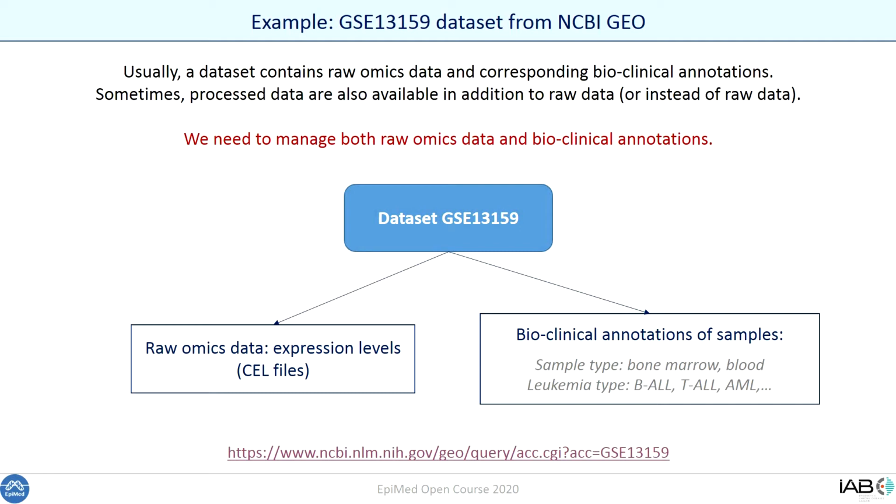In this example, we don't have too much information about the samples, but we still have the sample type, which can be bone marrow or blood, and also the type of leukemia, which can be here B-cell leukemia, T-cell leukemia, acute myeloid leukemia, and other kinds of this pathology. So let's together first go on NCBI GEO and see how this dataset is presented originally on this repository. Let's go online.